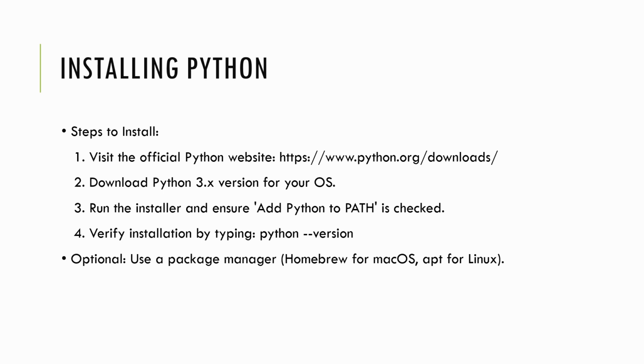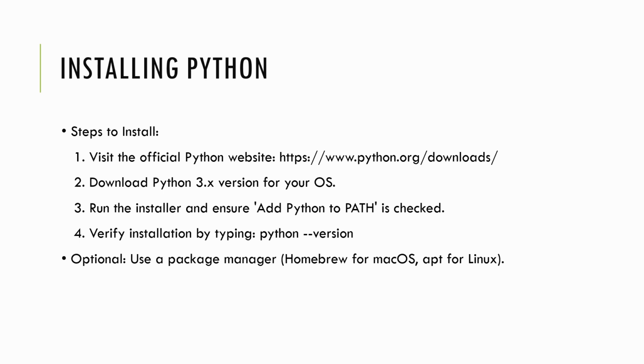Next, let's look at how to install Python. To get started, visit the official Python website at python.org. Download the latest version of Python 3.x for your operating system and run the installer.